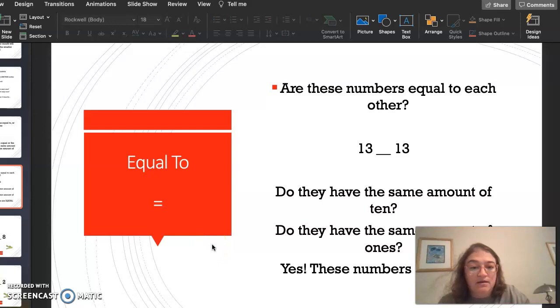Okay. So let's take a look. We have 13 and 13. Do these numbers have the same amount of tens? Let's see. This has 1 ten. This is 1 ten. Do they have the same amount of ones? We have 3 ones and 3 ones. These numbers are equal because we have 1 ten on both sides and 3 ones on both sides.